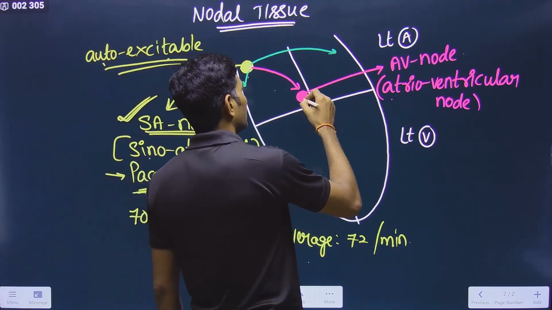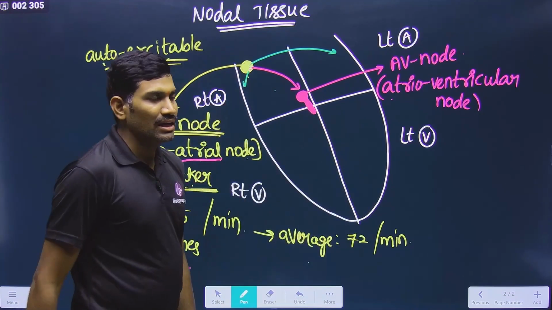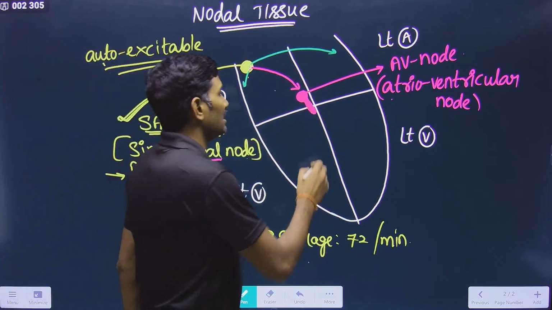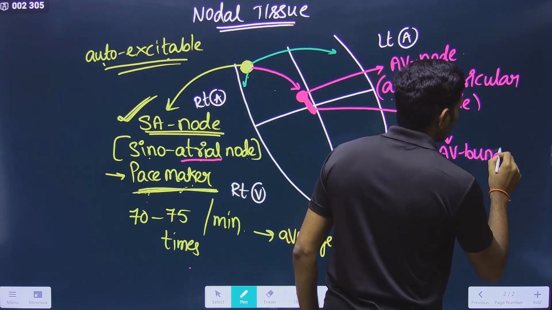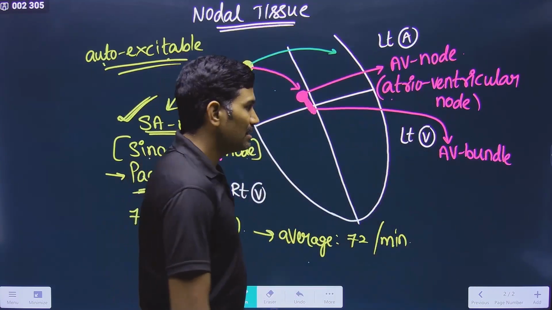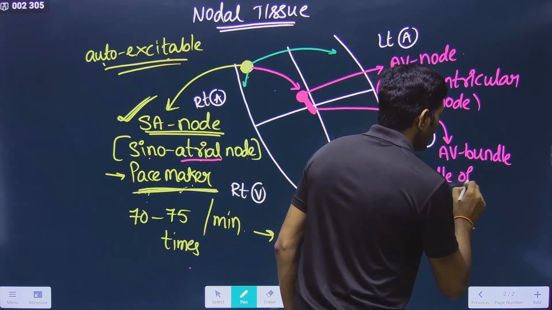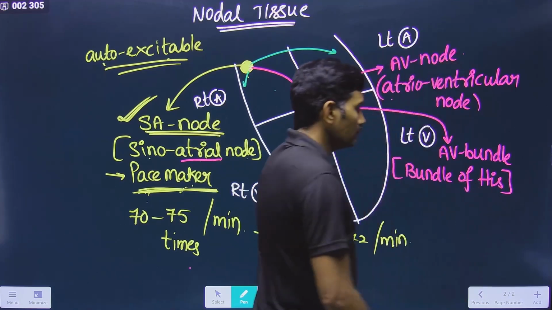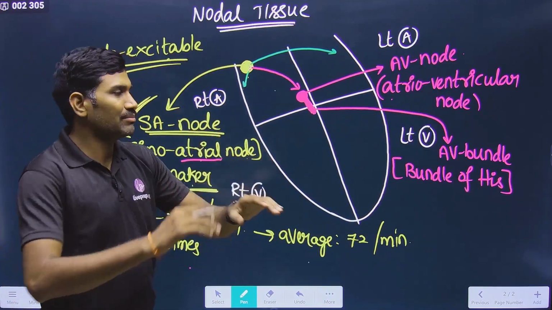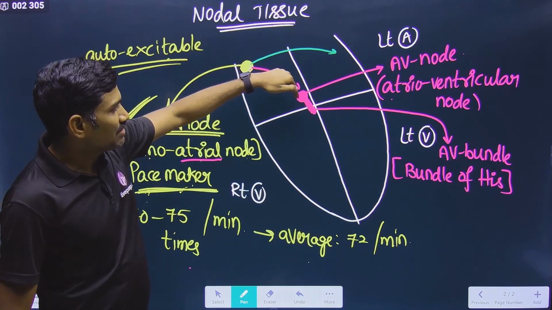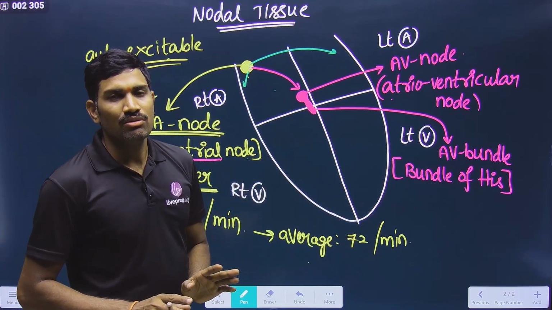Now from the AV node again, some group of muscle cells are coming out, and they are present as a bundle, and this is called simply the AV bundle. You can call it the AV bundle, or you can also call it the bundle of His. Please observe carefully. A group of cardiac muscle cells are coming out as a bundle, and the bundle coming from the AV node is called the AV bundle. It is also called the bundle of His.